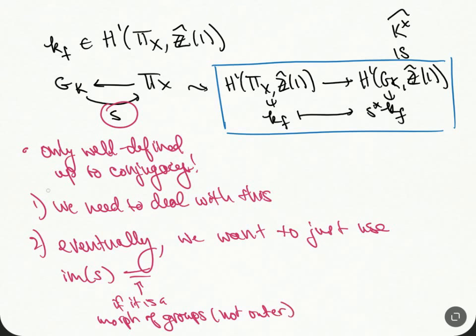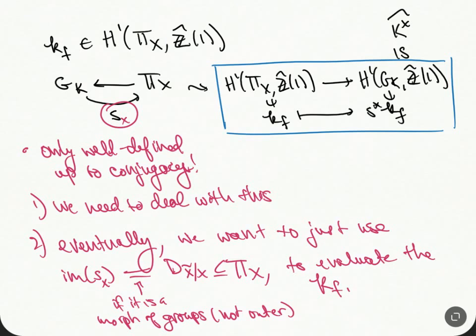Okay, in particular, we can take one of these sections. This will be the decomposition group of x tilde over x, which is a subset of pi of x, to evaluate. So this is S of x, a cuspidal section. Eventually, we just want to take the image here. This is going to be a decomposition group of a cusp, which we can reconstruct. And then we just want to be able to use the decomposition group to evaluate the function, to evaluate the kappa of f. Maybe that's not the best English, but whatever.